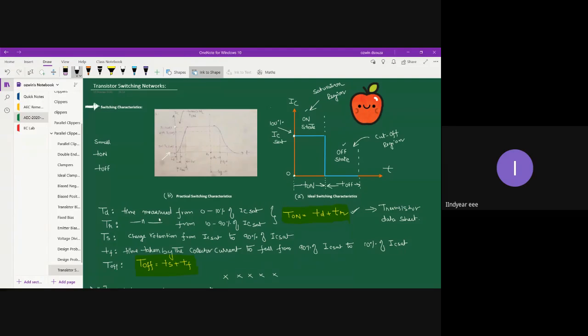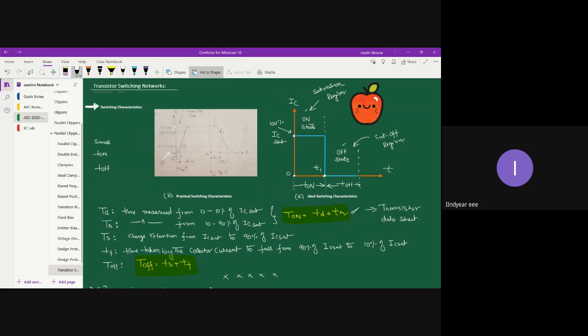All right, if you pay attention to the ideal switch, at time t equal to t1, when the switch off state is initiated and you reduce the base current to 0, what happens? In case of an ideal switch, the collector current immediately falls to 0, and the switch gets into the cutoff region. This is the ideal characteristic. The moment you reduce the base current to 0 at t equal to t1, the collector current falls to 0 instantly. Now let's look at the practical switching.